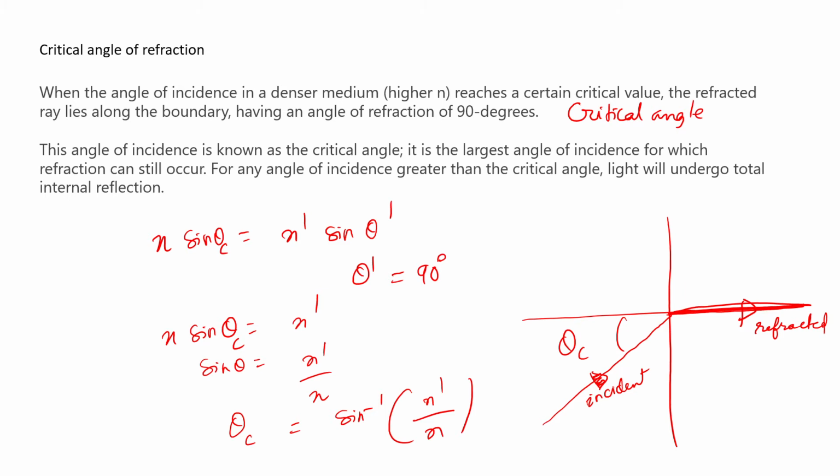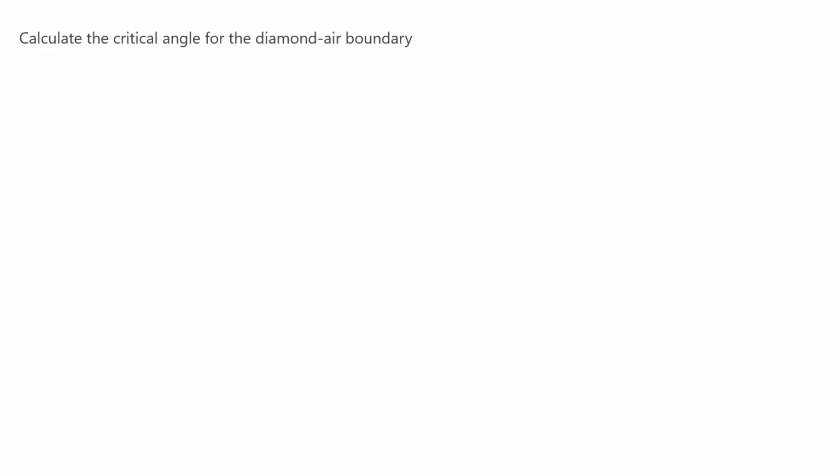Right? So you can see that the critical angle is given as sine inverse of n prime by n. Okay, so now let's do a simple problem. Here we would like to figure out the critical angle of a diamond-air boundary. So here we have a diamond-air boundary.